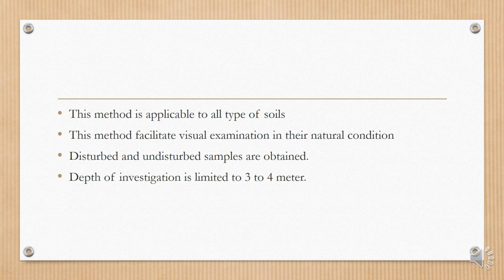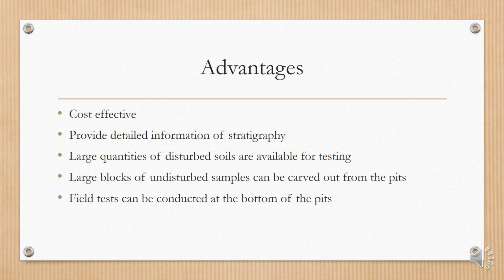This method is applicable to all types of soils. This method facilitates visual examination in their natural condition. Disturbed and undisturbed samples are obtained. Depth of investigation is limited to 3 to 4 meters. Advantages: cost effective, provides detailed information of stratigraphy. Large quantities of disturbed soils are available for testing. Large blocks of undisturbed samples can be carved out from the pits. Field tests can be conducted at the bottom of the pits.